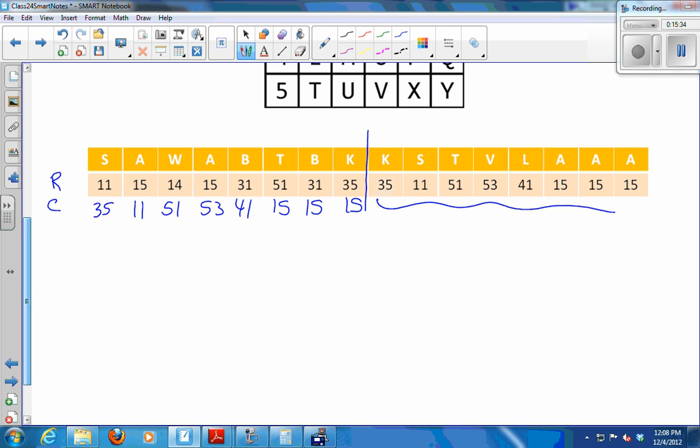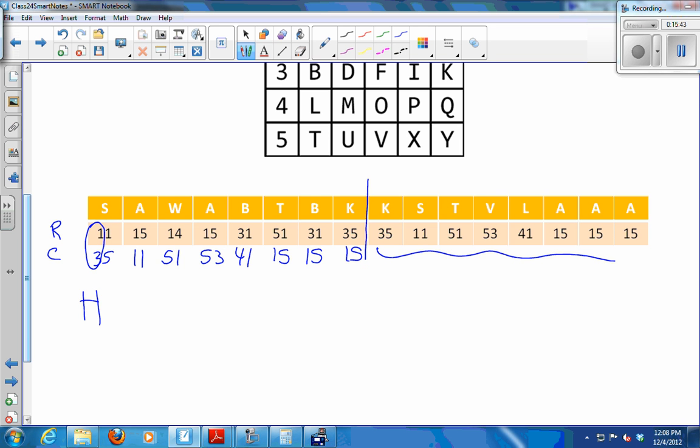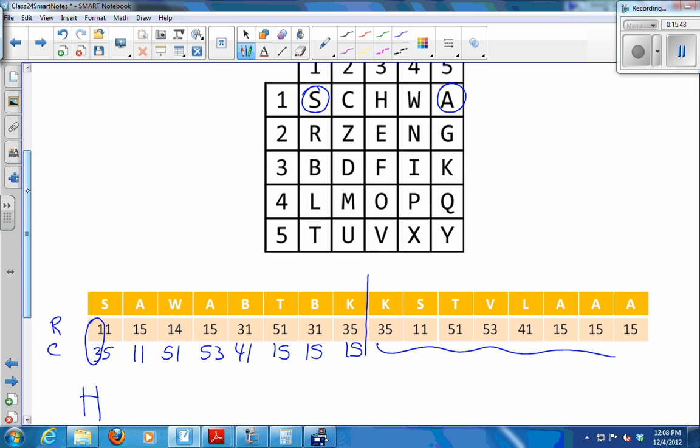So my first one is 1, 3. Right? So when I look up 1, 3, row 1, column 3, I get H. Then I have 1, 5. Look up 1, 5, and I get A. Then 1, 1, S. 5, 1 is T. 1, 5 is A. 4, 1 is L. Yeah, it's hasta la vista, baby.